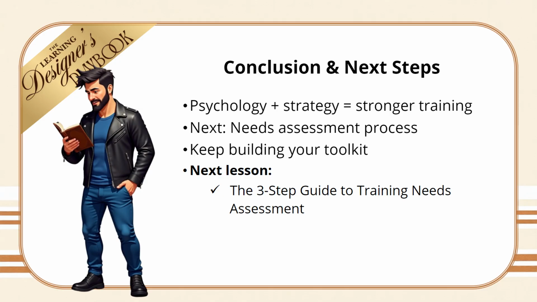In our next lesson, we'll move into Section 2, which begins with the three-step process for needs assessment. This is where strategy really takes shape through analysis and planning. Keep building your toolkit, and remember, every design choice you make can either strengthen or weaken the bridge. Choose wisely, and you'll continue to grow as a learning professional.